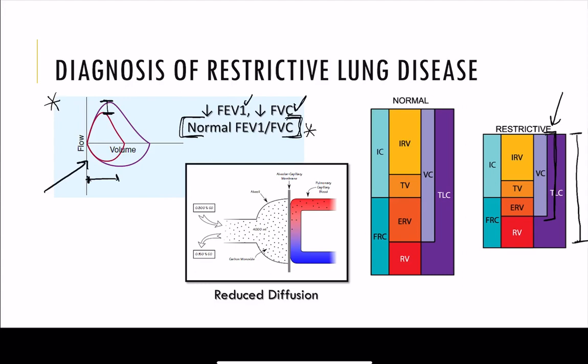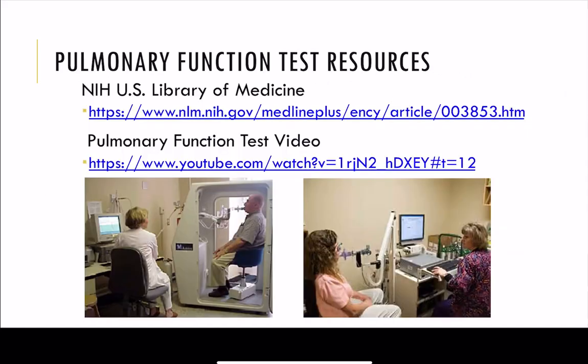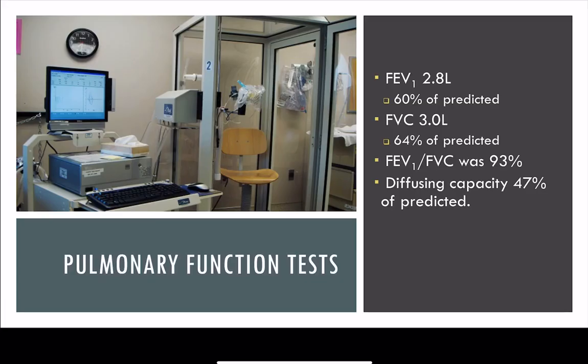Restrictive lung dysfunction classically has a normal FEV1 to FVC ratio because they're both reduced. So when you are taking your board exams, hear my voice. Don't be afraid of selecting normal. This one's normal because it's a ratio of 2 abnormal values. All right, and they also have reduced diffusion. So these are just a few additional resources. If you'd like more information about these tests, you can certainly look further into it.